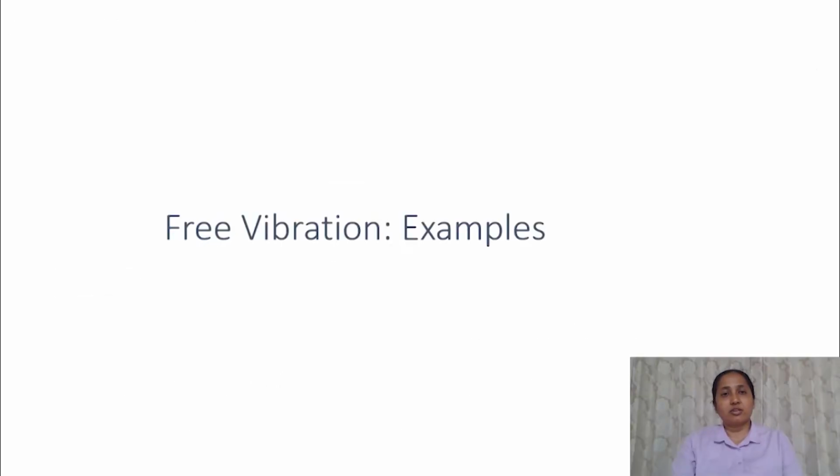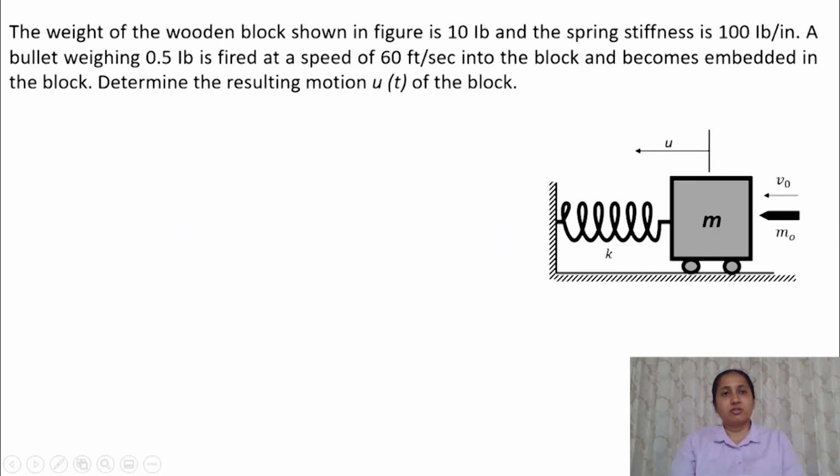Now let's look into some free vibration examples. In the first example, we have a wooden block connected to a spring, and a bullet is fired into this block. The bullet has some mass and velocity. This bullet gets embedded into this block. We have to find out the resulting motion of the block.